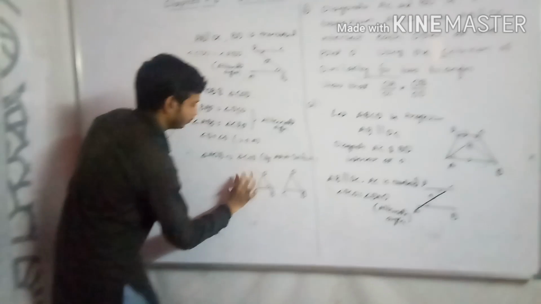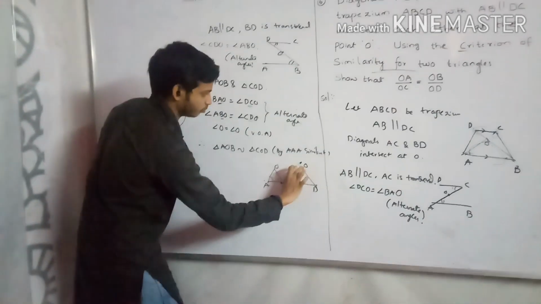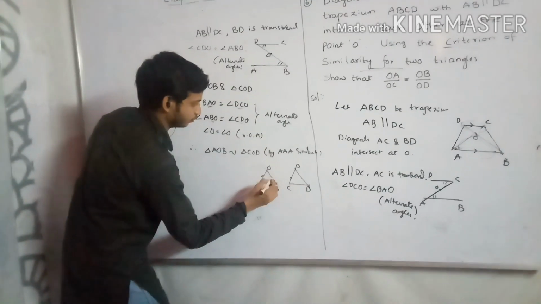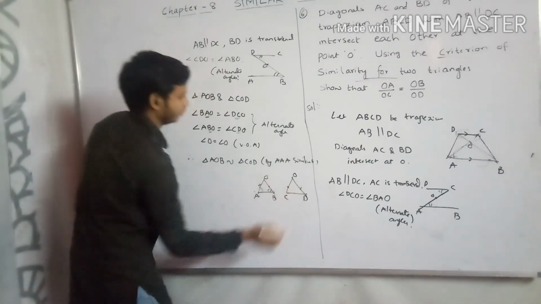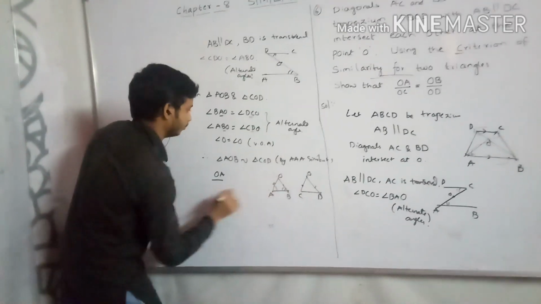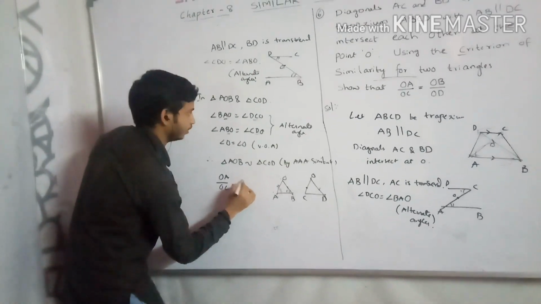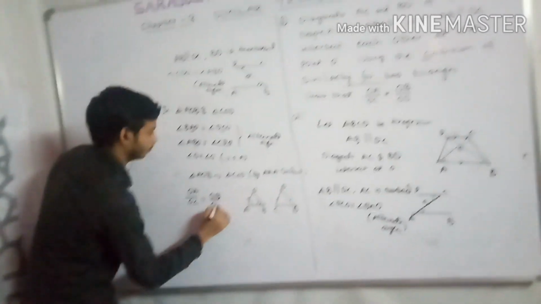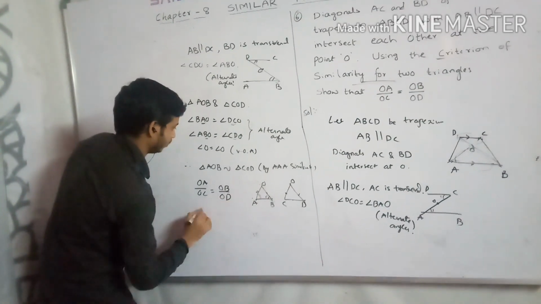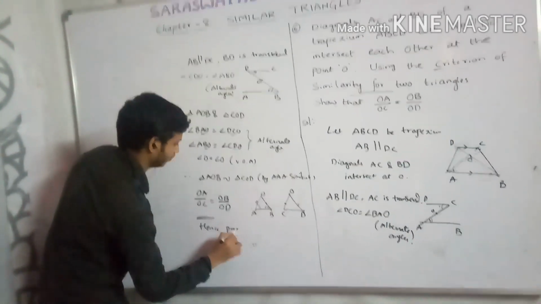We have proved that the two triangles are similar, therefore the ratio of corresponding sides are equal. So AO by CO equals BO by OD. That is, OA by OC equals OB by OD. So this is the required proof, hence proved.